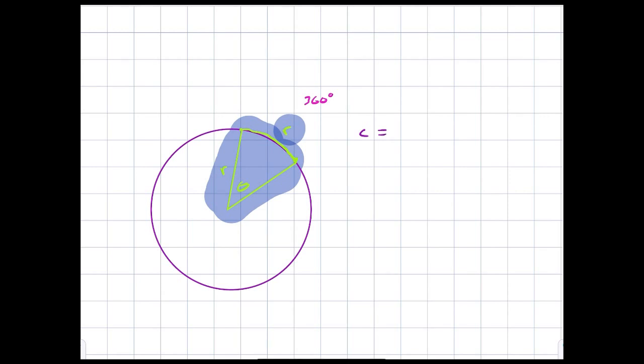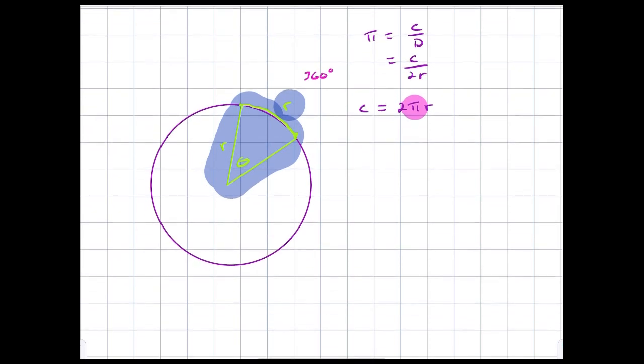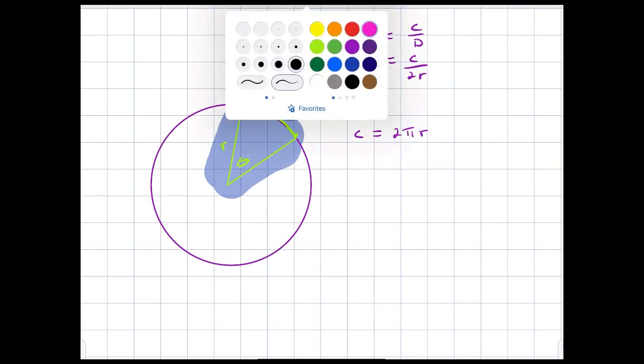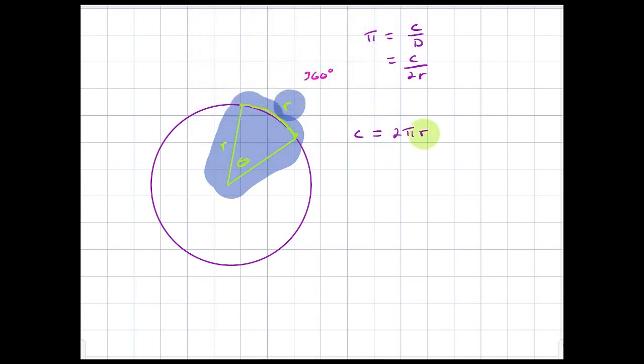Well, the circumference of the circle, hopefully everyone knows, is 2 times pi times the radius. This is actually the definition of the number pi. What is pi? Pi is the circumference divided by the diameter, which is the circumference divided by 2 times the radius. That's where it comes from. And pi is a really cool, really interesting number. Take a look at the videos on that if you're curious. But the point is that we know exactly, in terms of the radius, what the circumference is.